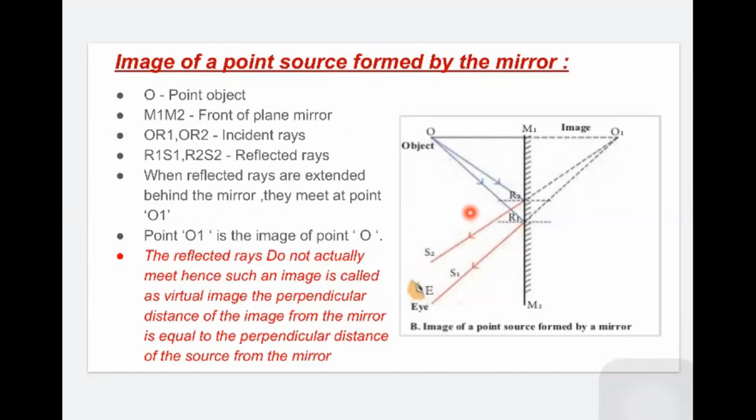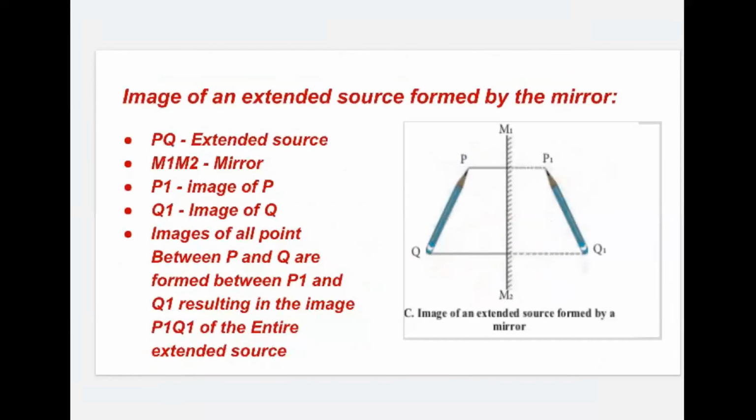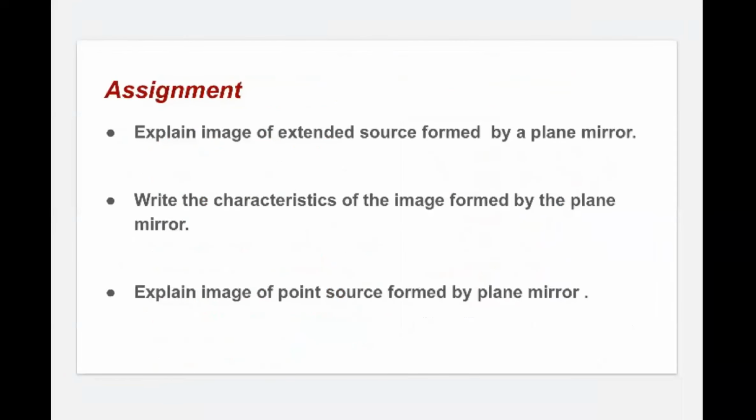The main purpose why we are saying the image is virtual is that you can make out that the reflected rays are not at all meeting each other. Once you produce the reflected ray backward, only then can you say the image is being formed. This is another reason why the image is virtual. So these three questions are for assignment.